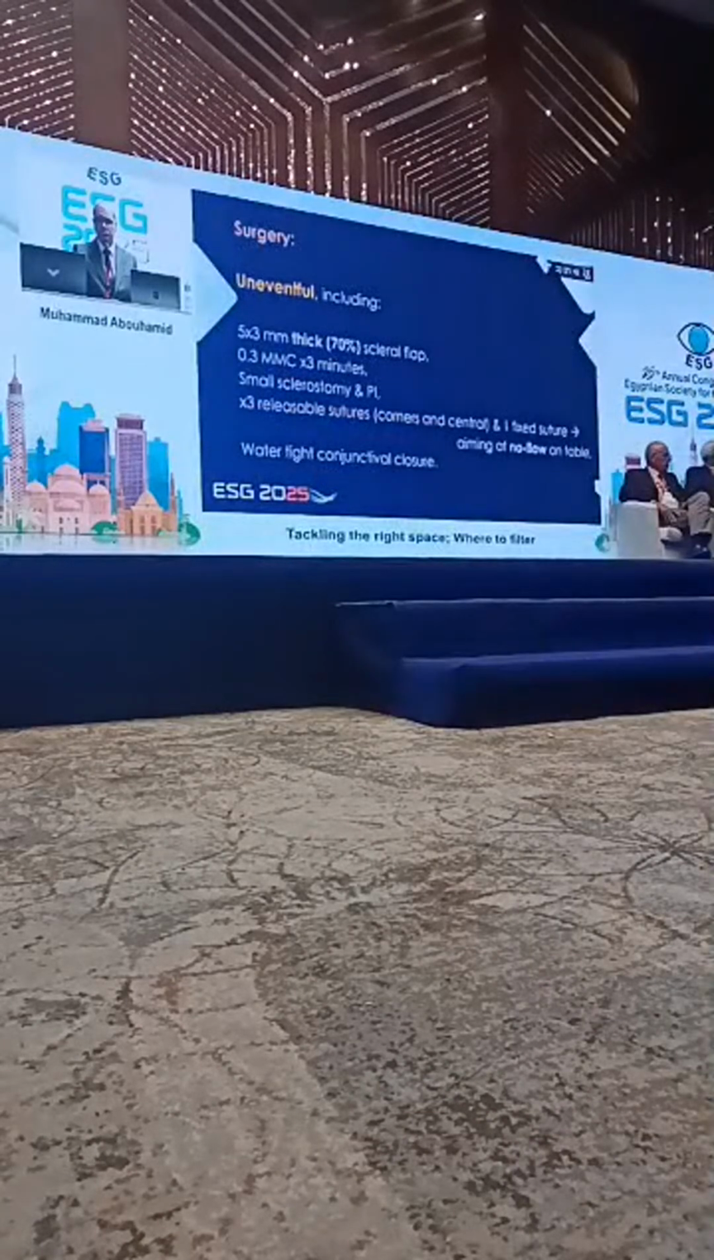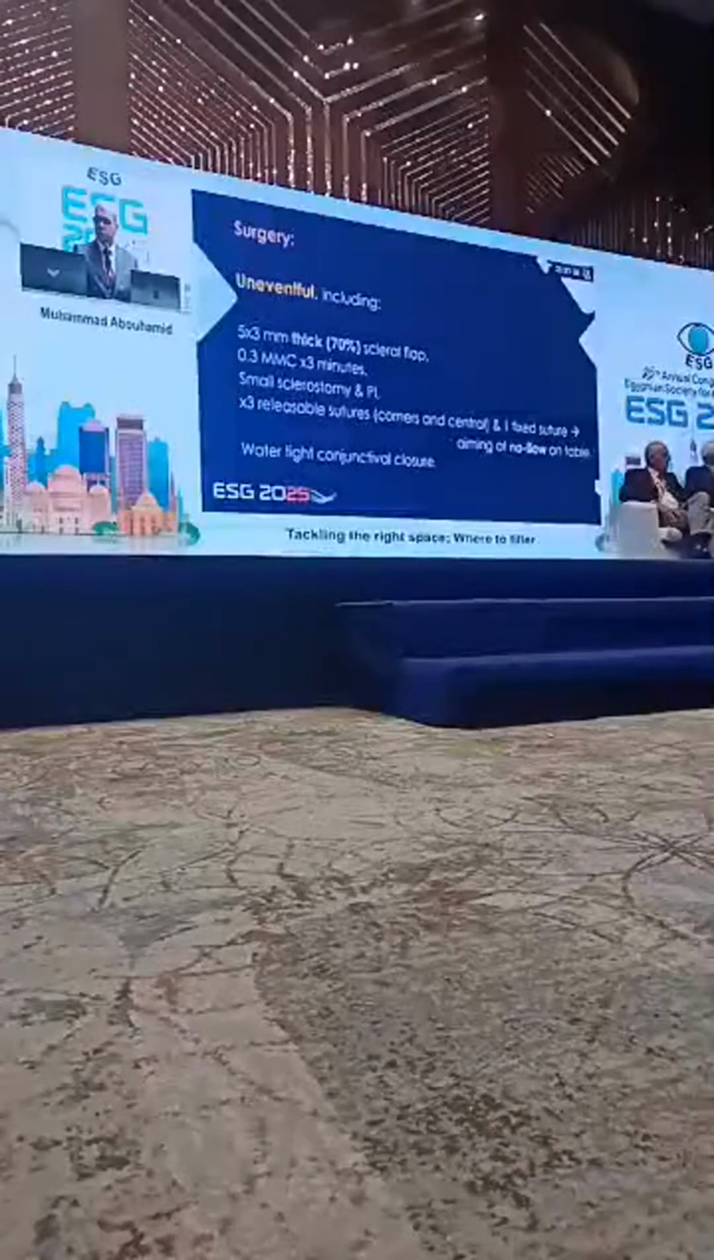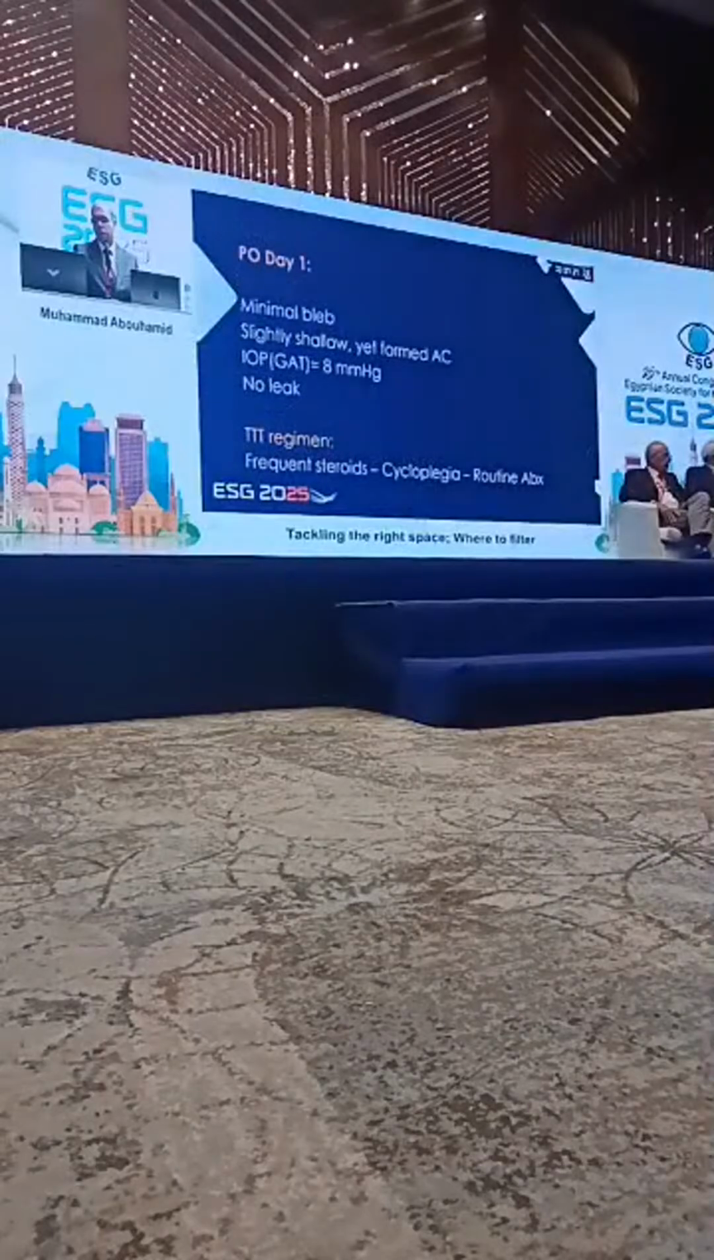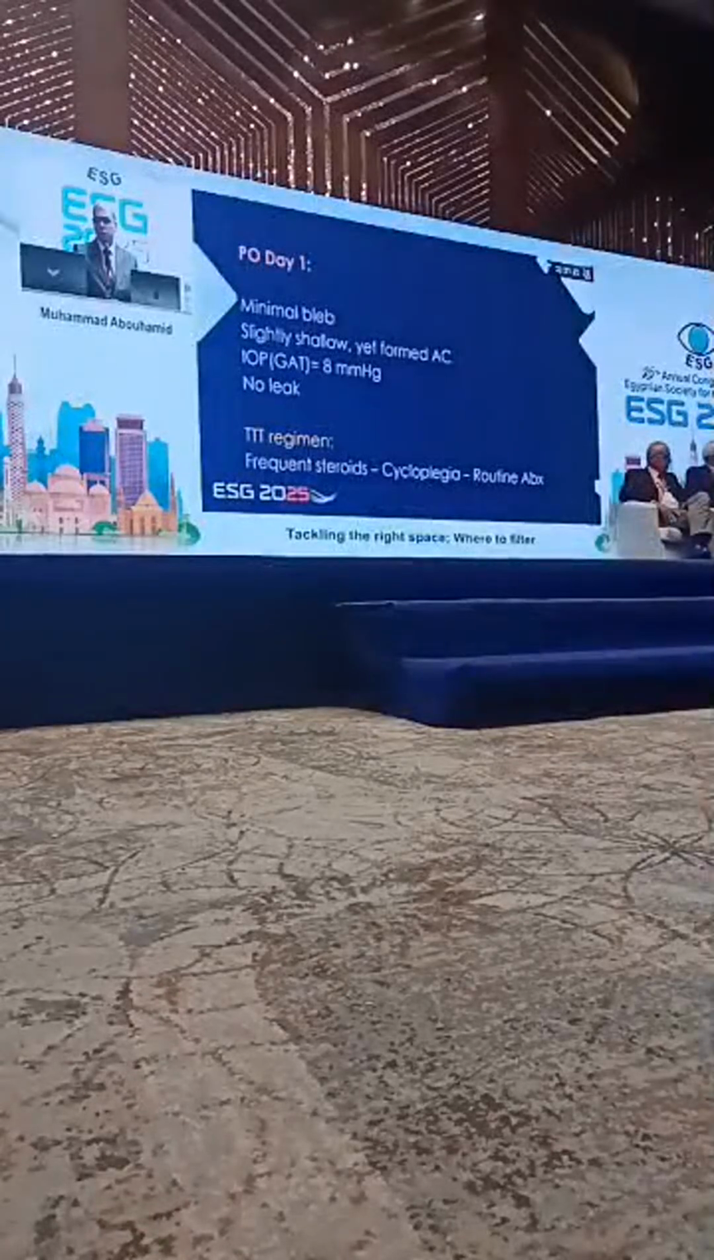The surgery was uneventful, including creating a thick scleral flap, usage of 0.3 mitomycin, a small sclerectomy and peripheral iridectomy, 3 releasable sutures and 1 central fixed suture, aiming at no flow on table and watertight conjunctival closure. Postoperatively, 1 minimal bleb, slightly shallow anterior chamber but yet formed, IOP 8, no leak. We added cycloplegia and continued regular treatment of steroids and topical antibiotics.